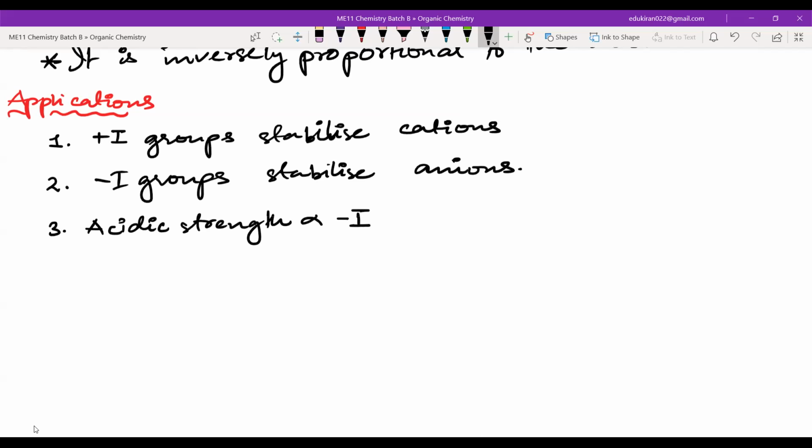So if you have more number of minus I group or the power of minus I, I'm generally writing the minus I effect. That means the acidic strength is directly proportional to the minus I groups present in a particular substance. Okay, and I will also write that it is inversely proportional to the plus I groups, because as soon as you have COO negative and you attach here, let us say, CH2 negative, which is also a negatively charged species, this is going to give it electrons. And when it gives electrons, the charge will increase, and if the charge is increasing, the stability will decrease.